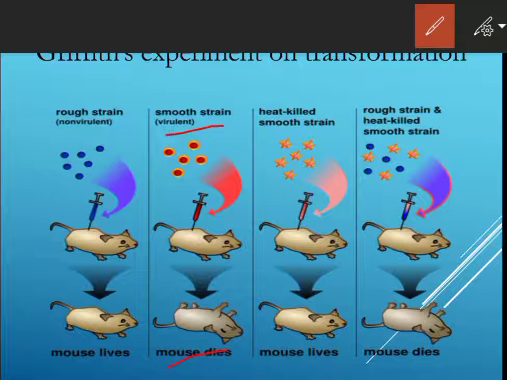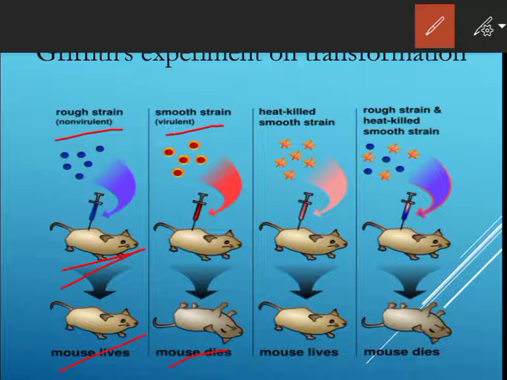The mice that were infected with the R strain did not develop pneumonia and they lived. The R strain, which was non-virulent, when it was injected into the mice, you can see the mice did not die, the mice lived.